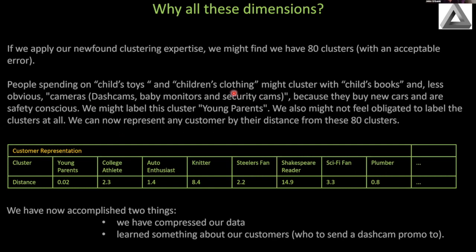So to me, it might not have been obvious that young parents spend money on our camera category. But this machine learning algorithm figured it out for us and figured out how to target customers better. Again, for promotional cases in our crass Amazon example here. But in general, this learning process of compressing things down allows us to discover relationships that we didn't know otherwise.